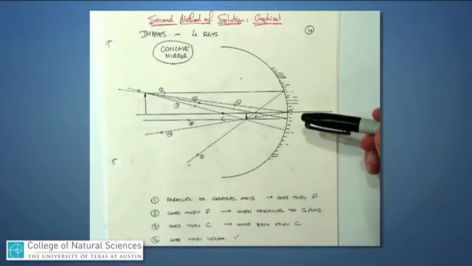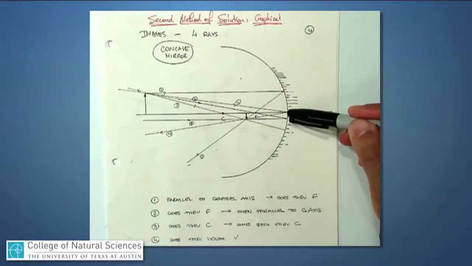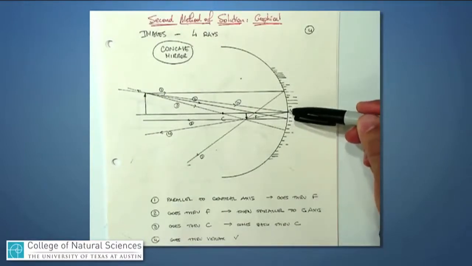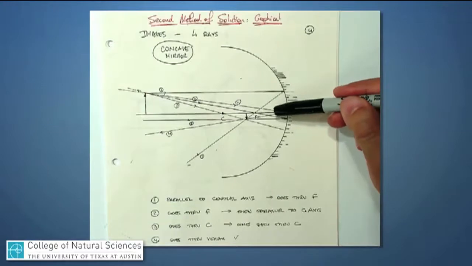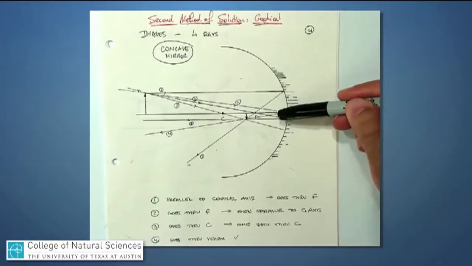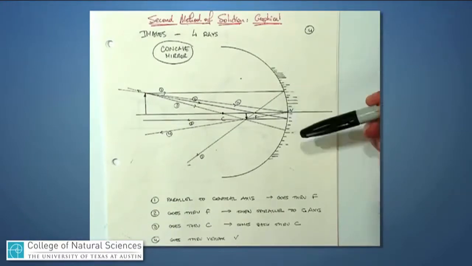Number 4 hits the center axis of the mirror, so this point V, which is sometimes called the vertex of the mirror. And such a light ray is somewhat easy to draw its reflection, because we can see what the angle off of the perpendicular is, and we just draw it reflected on the other side by the same amount.